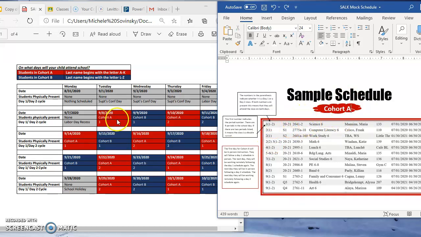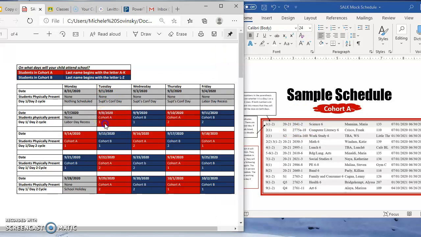So you're in cohort A, and this is your schedule. Cohort A, day one, Tuesday, September 8th, you're in person following that day one schedule. So you're going to science in person, computer literacy, math, lunch, reading language arts, and so on and so forth. The next day, cohort A, you're going to be working remotely following, again, a day one schedule. So you're following that day one schedule two days in a row.